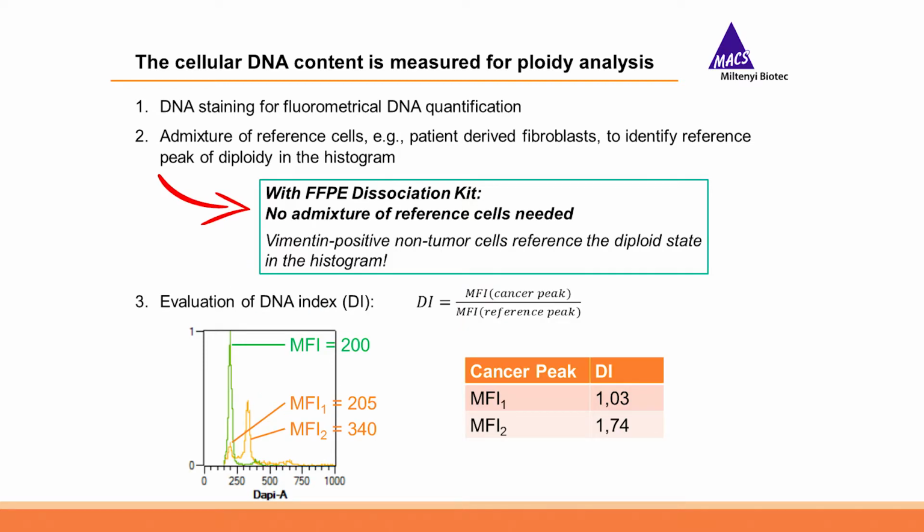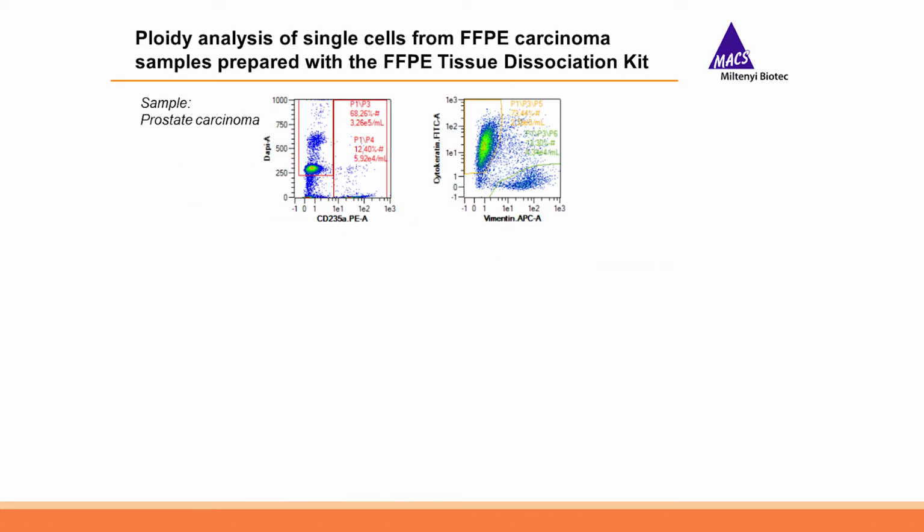But there's one thing, when you work with the FFPE Tissue Dissociation Kit, there's no need of admixture with reference cells because the reference cells are already within the sample. When you stain the single cells after dissociation, you can stain them with anti-cytokeratin, anti-vimentin antibodies. You can use the vimentin-positive non-tumor cells as the reference cells. So let's have a look at how it can look.